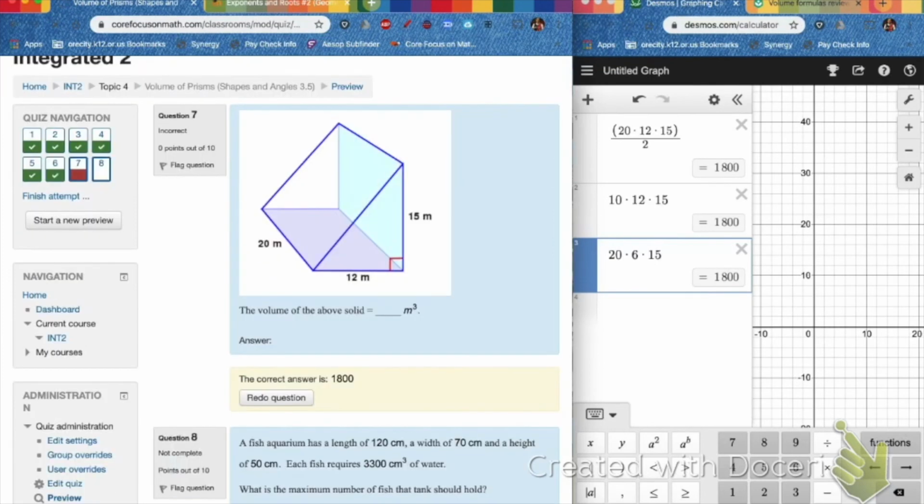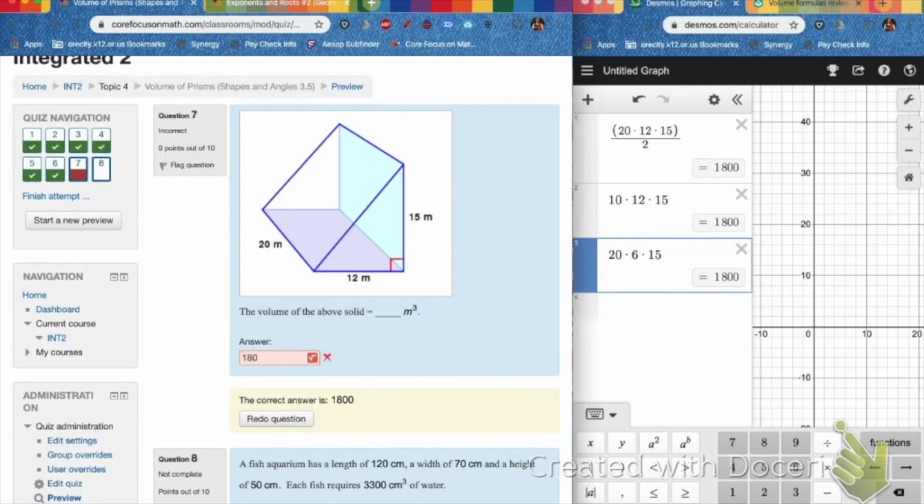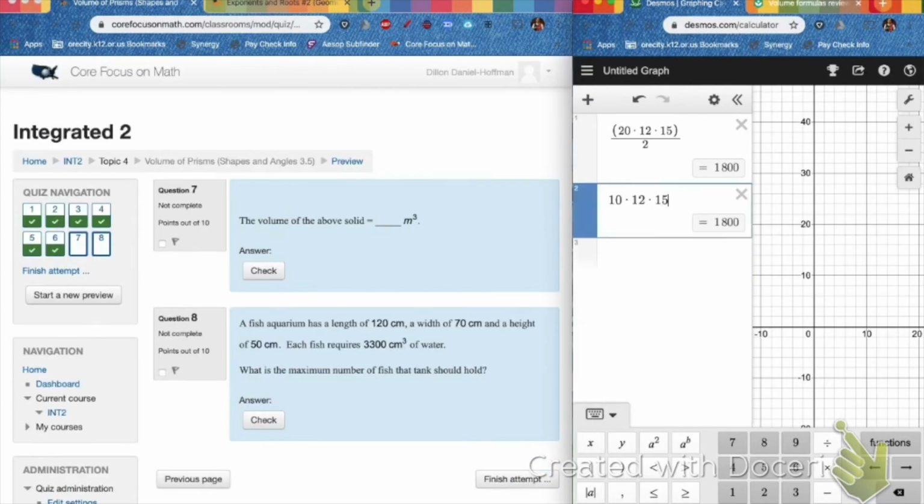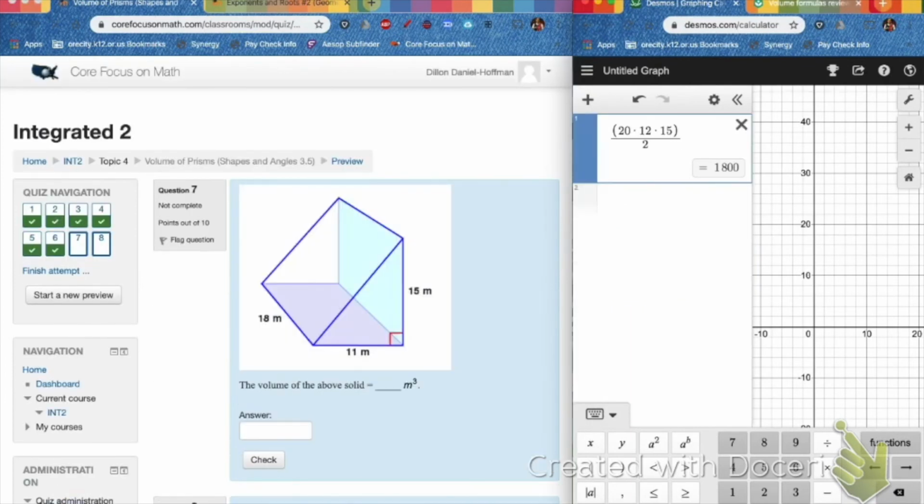Oh, and there you go. There's my first mistake. I forgot a 0. See, look over there. 1800. Well, lucky me, because now on the spot I get new numbers and I get to demonstrate again.